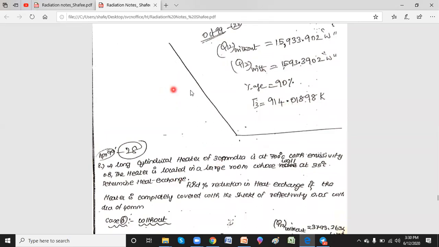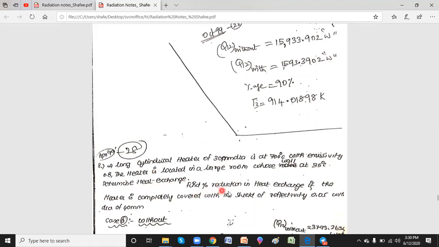Now like parallel planes and spherical walls, you have one more model, like cylindrical heaters in a large room. It will be like this. A long cylindrical heater of 30 mm diameter is at 100 degrees with emissivity given. The heater is located in a large room whose wall temperature is 35 degrees. Determine the heat exchange. So instead of two concentric cylinders, there is only one cylinder, kept in a very large room at a temperature of 35 degrees centigrade. Determine the heat exchange between the cylinder and the room.